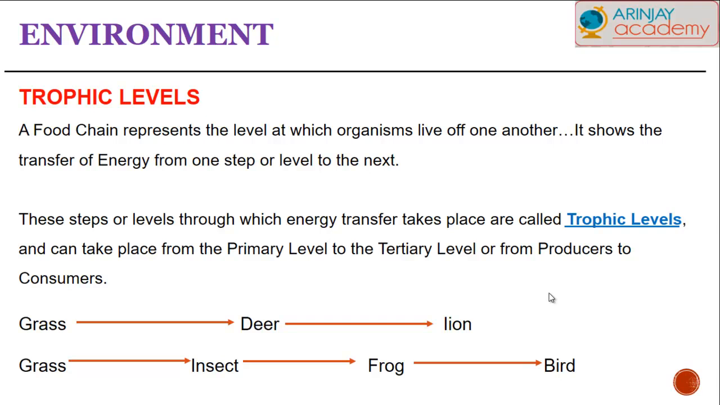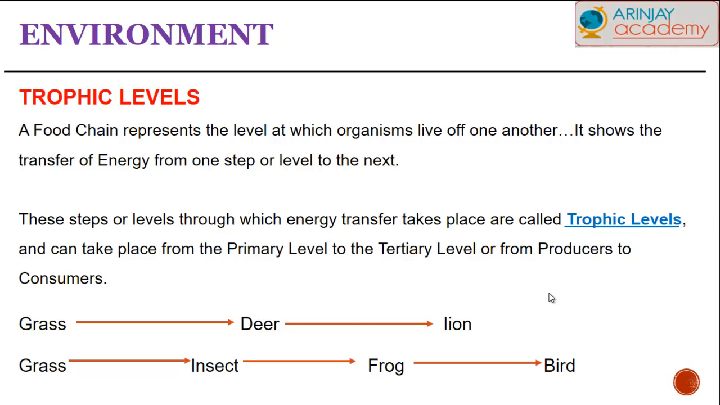Let's take a look at what trophic levels are. When we say that a food chain transfers energy from one level to the next, meaning from one organism to the next, it shows that that transformation of energy is utilized before it is actually transferred. So the steps or levels through which energy transfer takes place are called the trophic levels.